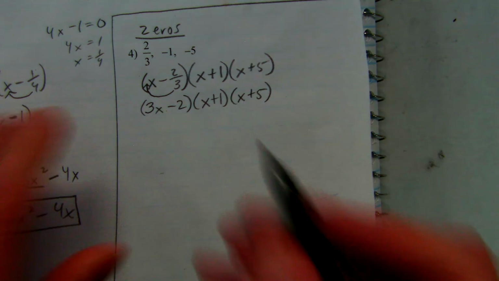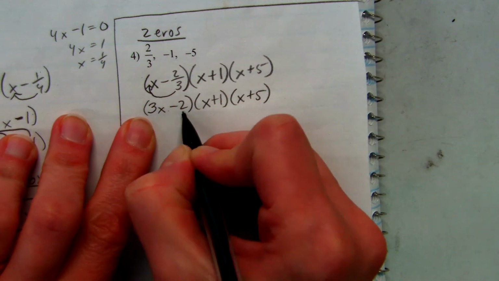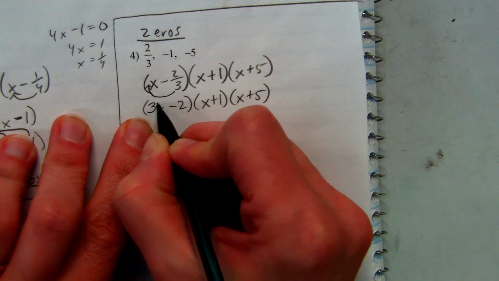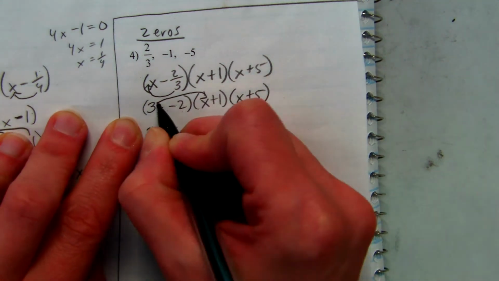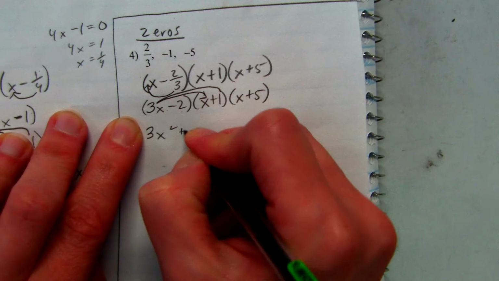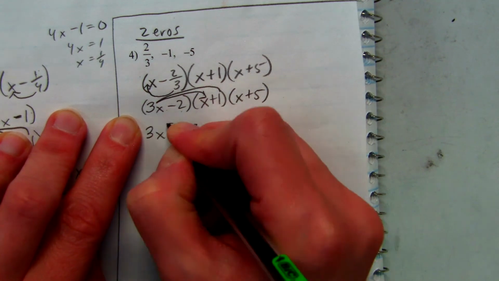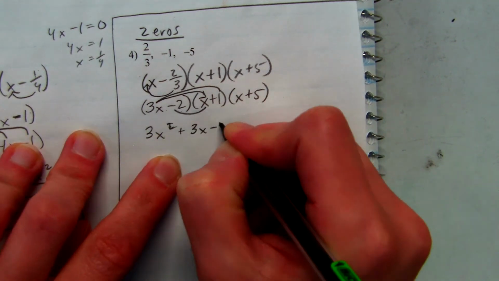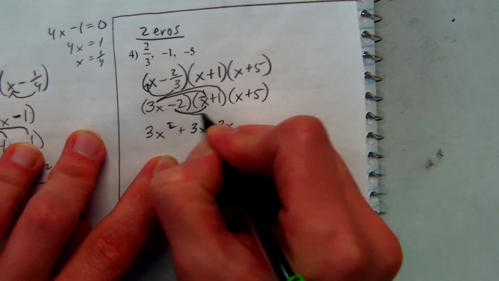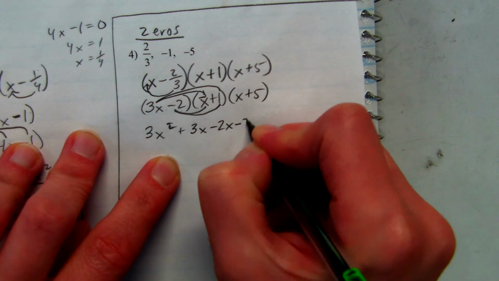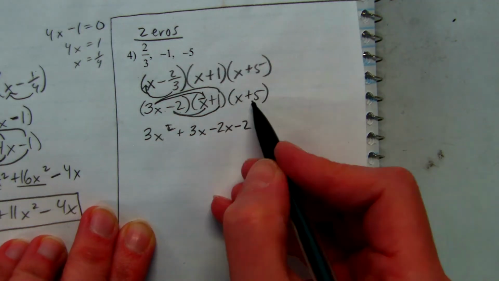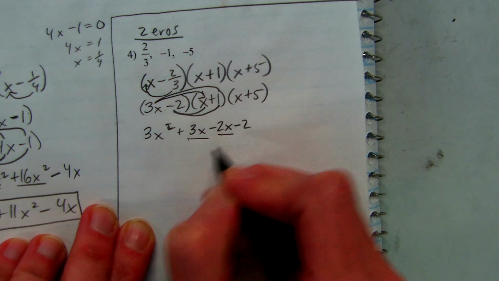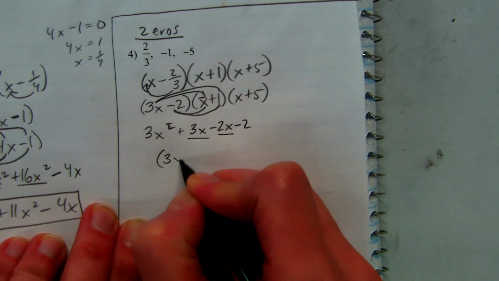We start by using FOIL method to take 3x minus 2 times x plus 1. So 3x times x is 3x squared. 3x times 1 is 3x. -2 times x is minus 2x. -2 times 1 is -2. I'm going to clean that up before I multiply it by x plus 5. So put the like terms together, slap some parentheses on it.